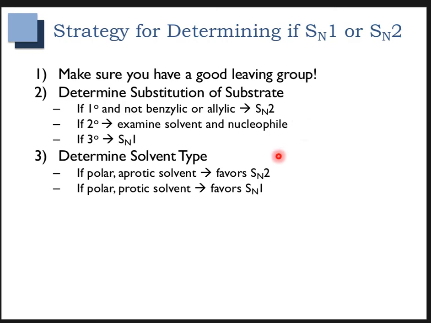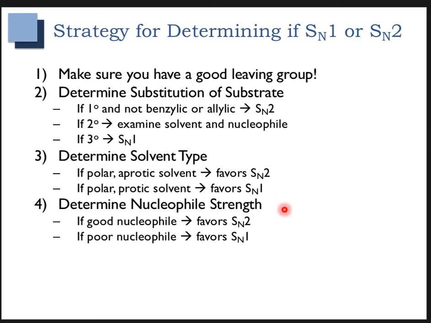So let's say you ended up with something that was secondary, benzylic or allylic. You'd first want to look at the solvent, and if you have a polar aprotic solvent, you're probably going to be favoring SN2. Polar protic solvents are going to favor SN1. And what we're going to do is just look at these factors and check each off and see which one is going to be promoted.